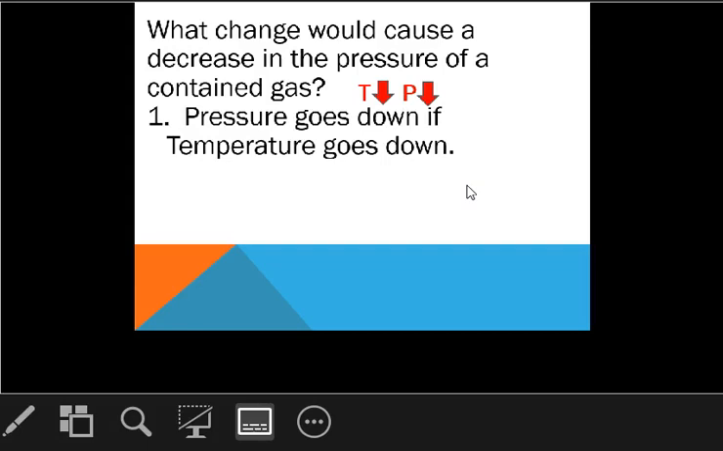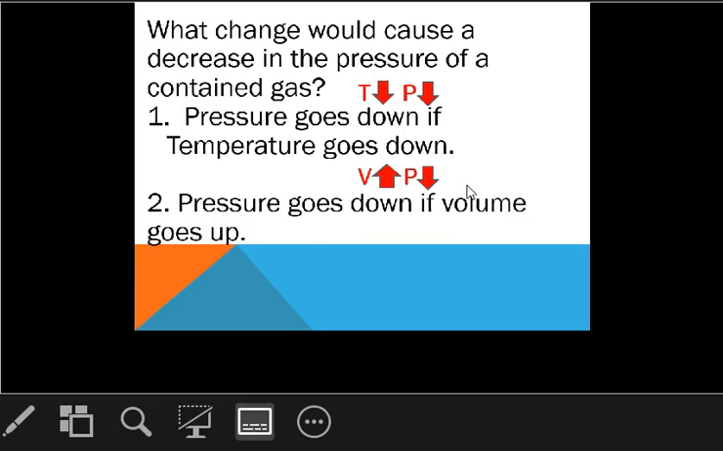So what would cause a decrease in the pressure? It would be an increase in the volume. So pressure goes down if volume goes up. Those are the two ways that I could have a decrease in the pressure of a contained gas. Now, please keep in mind, they can ask you the other way. So make sure you know your circumstances.